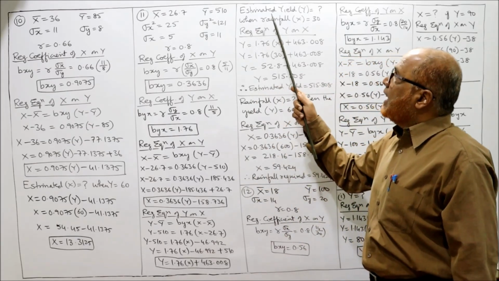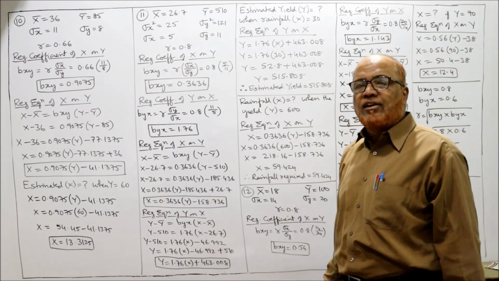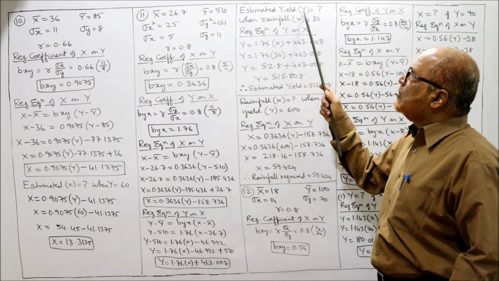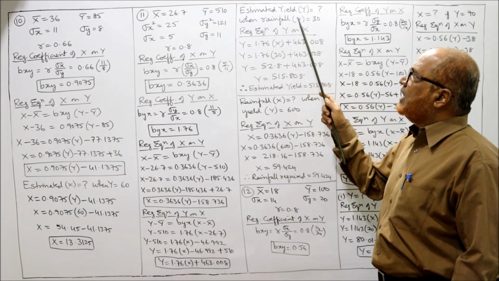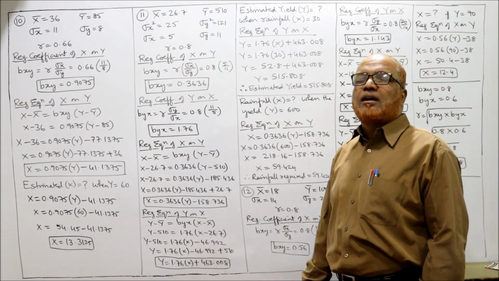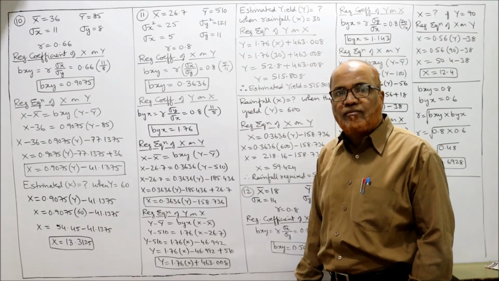Now we'll find out estimated yield. Yield is denoted as y and rainfall is denoted as x. तो estimated yield मालूम करना है, y मालूम करना है when rainfall x is 30. When we need y, we apply the regression equation y on x. Y मालूम करने के लिए y on x.